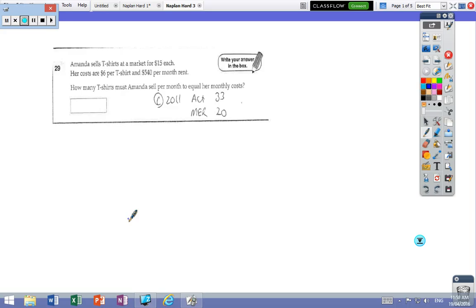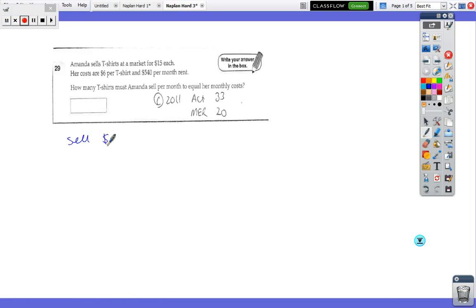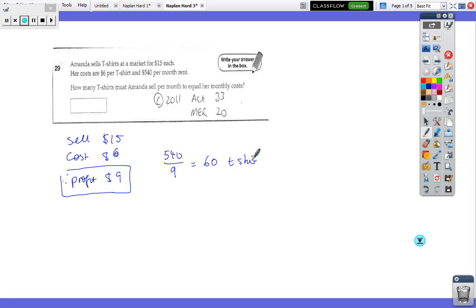Okay, so we're selling t-shirts at $15. The cost of the t-shirt is $6, so therefore the profit for every shirt is $9. So we're making $9 profit per shirt. But the rent is $540, so we've got to divide that by 9, and that gives us 60. So if we sell 60 t-shirts, they'll just break even. So how many t-shirts must she sell per month to equal her monthly costs?